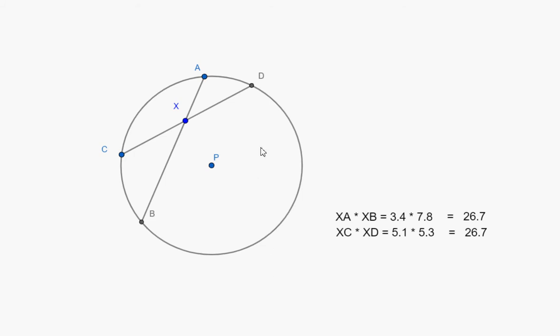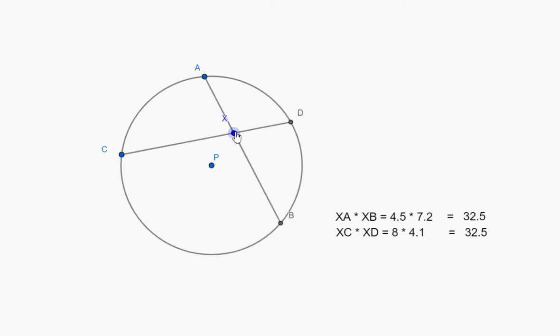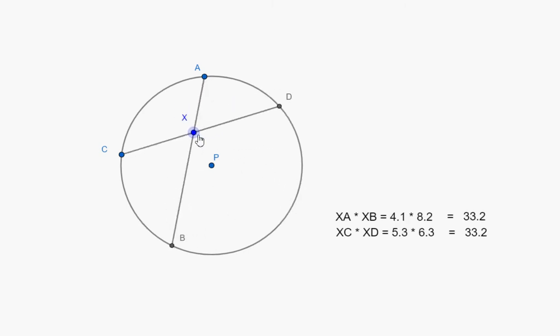Hi everyone, and welcome to the power of a point. Hopefully you have successfully created this diagram in GeoGebra and you've been able to explore a little bit what the power of a point theorems are all about.